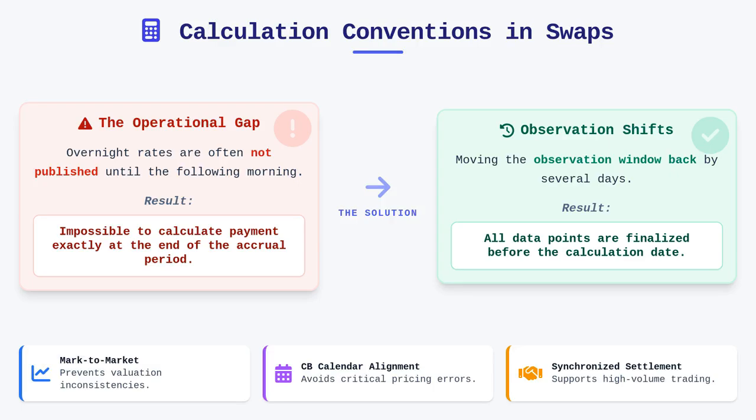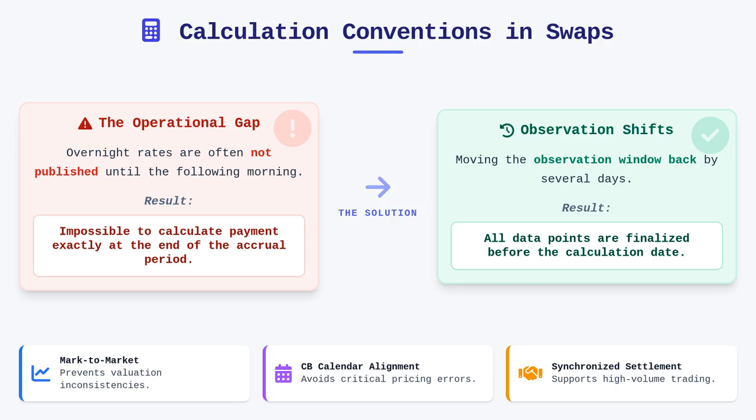Calculation conventions such as look-back and observation shifts are critical to executing these swaps in a functional business environment, because the actual overnight rate for a specific day is often not published until the following morning. It is physically impossible to calculate the swap payment at the very end of the accrual period without some technical adjustment. To mitigate this, practitioners employ observation shifts, which move the window of observation back by a few days to ensure that all necessary data points are finalized before the calculation date.